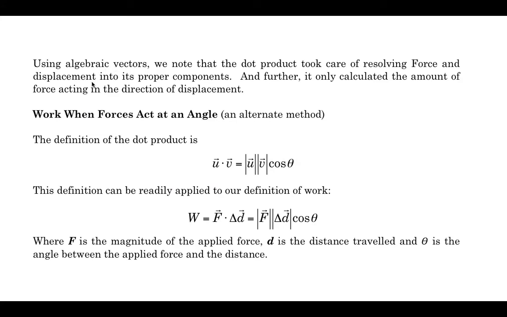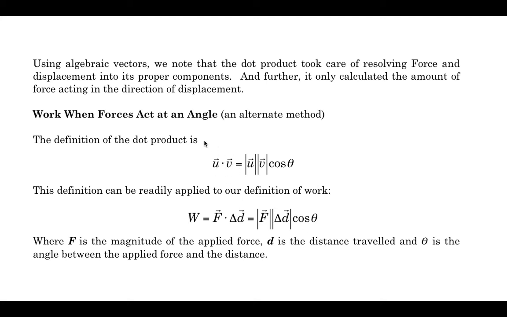All right, moving on, let's talk about this a little more, because this idea of the dot product is important. We used algebraic vectors in that question, and we saw that the dot product takes care of resolving force and displacement into their proper components. This is an alternate method. Here's the definition of the dot product. For any two vectors, you take the magnitude of the first and multiply it by the magnitude of the second, so who cares about the direction, just the size of those two vectors, and then you multiply by the cosine of the angle in between them.